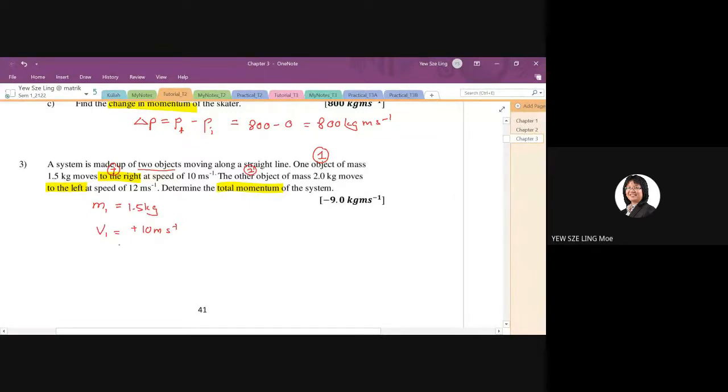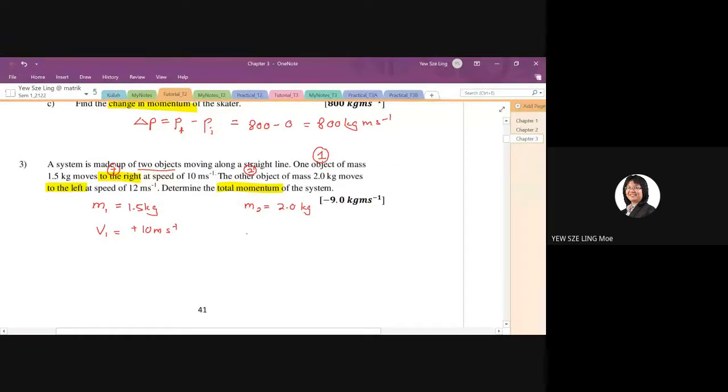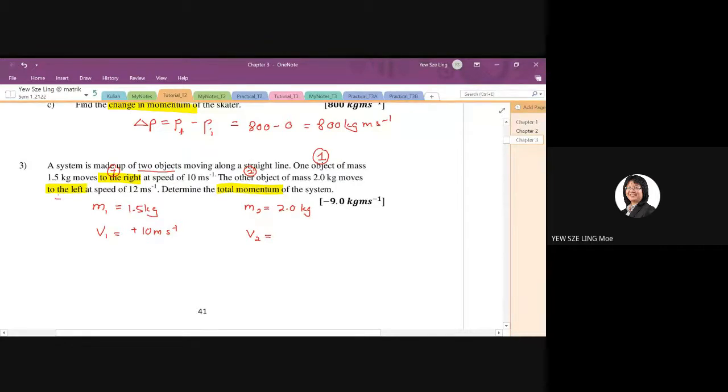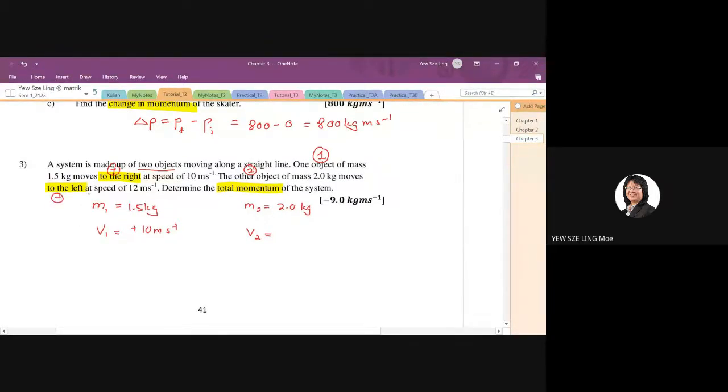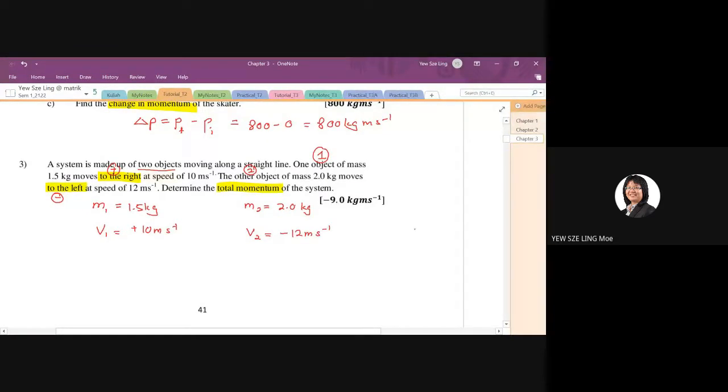It's up to you. So object 2 comes with m2 equals 2 kg, and then my v2 is, now the question says negative. Negative means negative direction, it mentions to the left. To the left means negative direction. So negative 12 meters per second. This is what we have now.